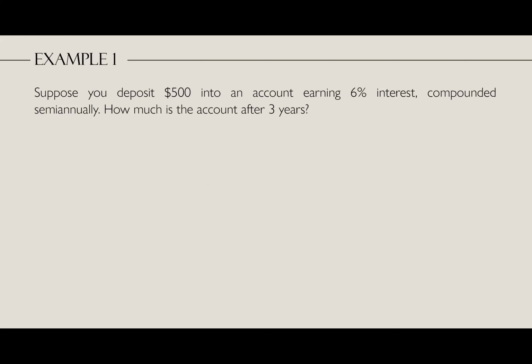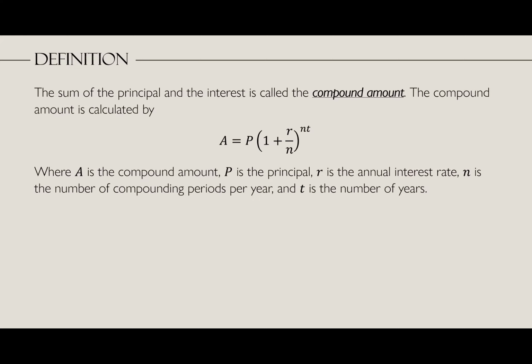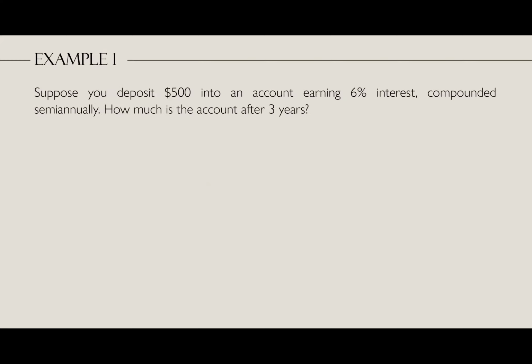This is telling me I'm working with compound interest, compound amount. So what was our formula? Well, remember, I'm going to go back a slide. We had this formula, A is equal to P times (1 plus r over n) to the nt power. So let me go ahead and copy that down. We had our compound amount, A, equals the principal times (1 plus r over n) to the nt power.